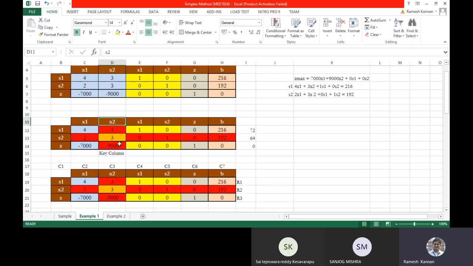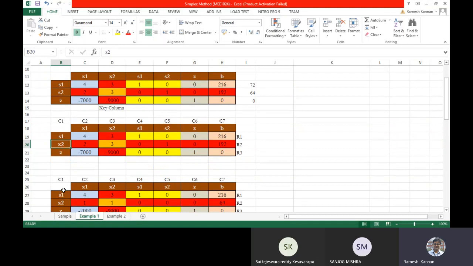In this case, the key column is x2, so the key row is s2. This is the entering variable, and this is the leaving variable. So x2 now takes the place of s2. If you can see this particular table, can you understand why s2 has now changed to become x2?